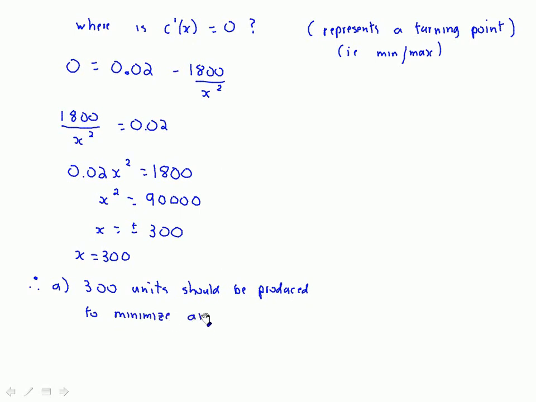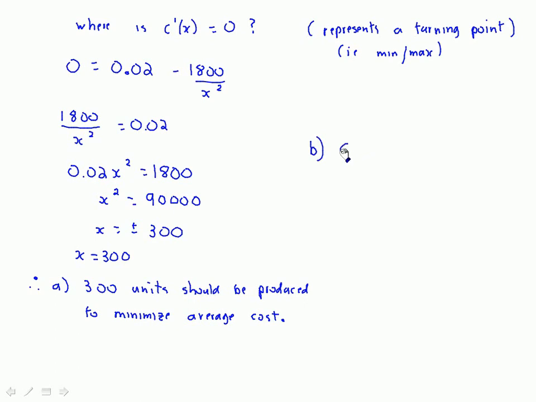Or minimize average cost. Now some of you are thinking, well, how do we know that that is actually a min and not a max? Because the turning point could be either. And that's a reasonable question. And as I said, I am oversimplifying this question. This is the minimum. We are right with it. But we will have to pay a little more attention to issues like that when we get into the real, hardcore max-min. Now for question B, we want to find out, well, what is the minimum cost, minimum average cost?